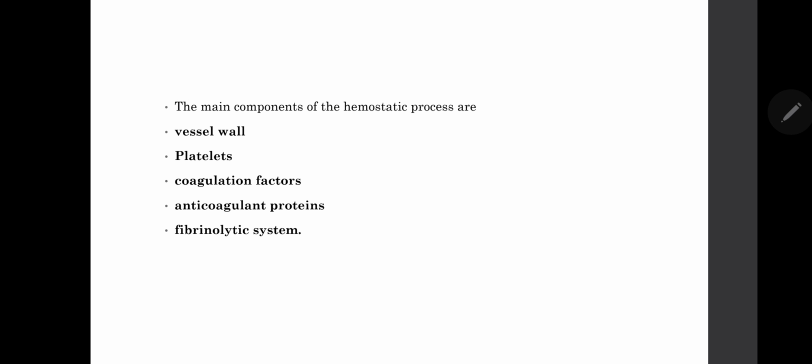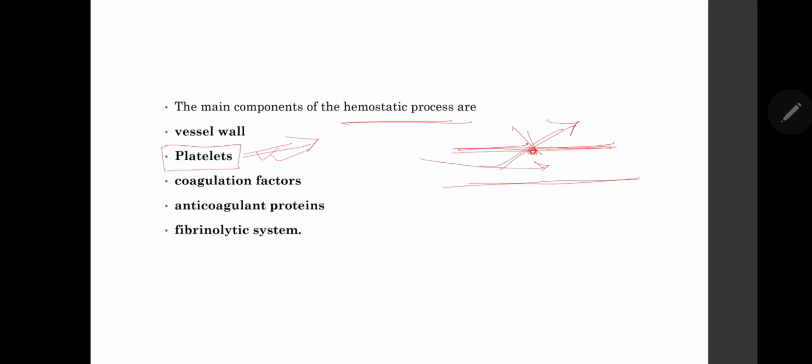So let's discuss hemostasis first. The main component for the hemostatic process is the blood vessels. If the blood vessel integrity is not there, the blood will not flow smoothly from the heart to all the organs. So blood vessel integrity is most important for the hemostasis process. Next is the platelet. If there is an injury in the blood vessels, first there is platelet adhesion and aggregation at the vessel wall, because the platelet is the primary process of hemostasis.